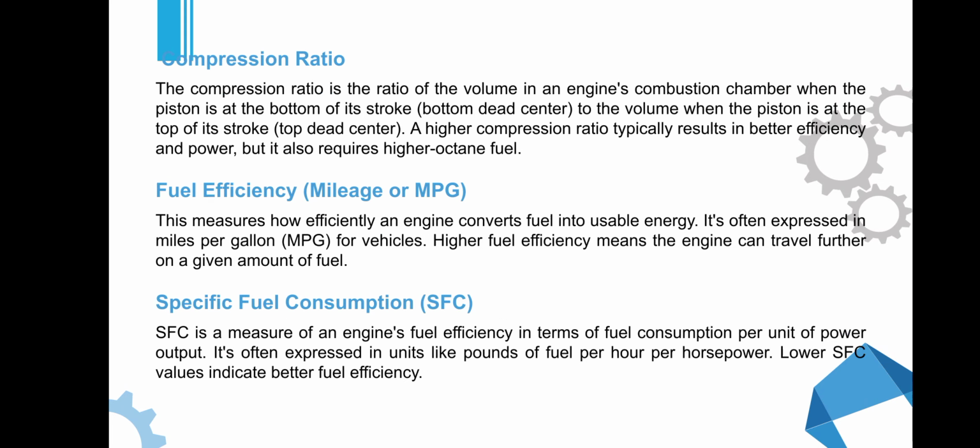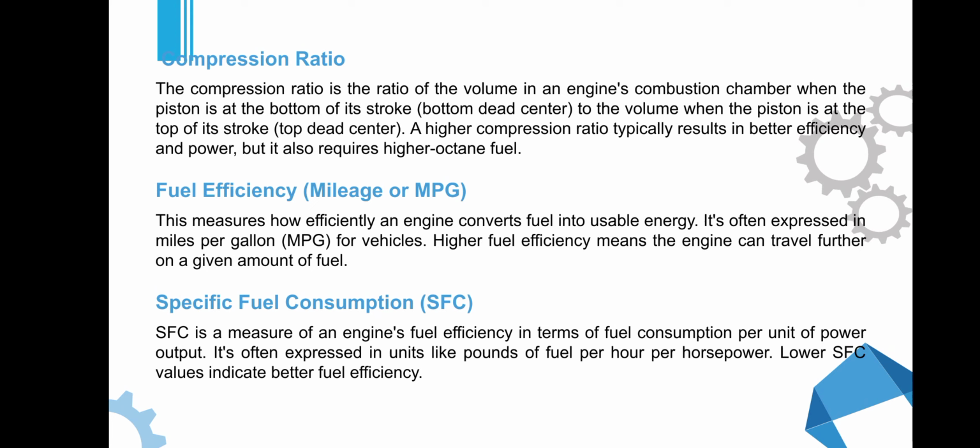Compression ratio. The compression ratio is the ratio of volume in engine's combustion chamber when the piston is at the bottom of its stroke to the volume when the piston is at the top of its stroke. A higher compression ratio typically results in better efficiency and power, but it also requires higher octane fuel. Fuel efficiency. This measures how efficiently an engine converts fuel into usable energy. It's often expressed in miles per gallon for vehicles. Higher fuel efficiency means the engine can travel further on a given amount of fuel.